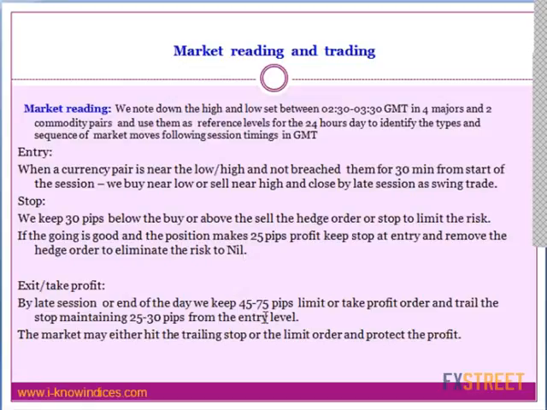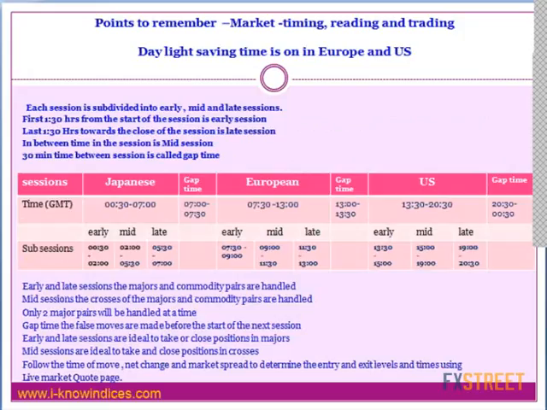Keep about 45 or 75 pips limit order, so that when they make a downward move, you will be able to book profit in your sell position in the case of numerator currencies, and buy positions in the case of denominator currencies. Now, these are all the session timings, and early and the late sessions, they handle the majors. Mid sessions, they handle the crosses.